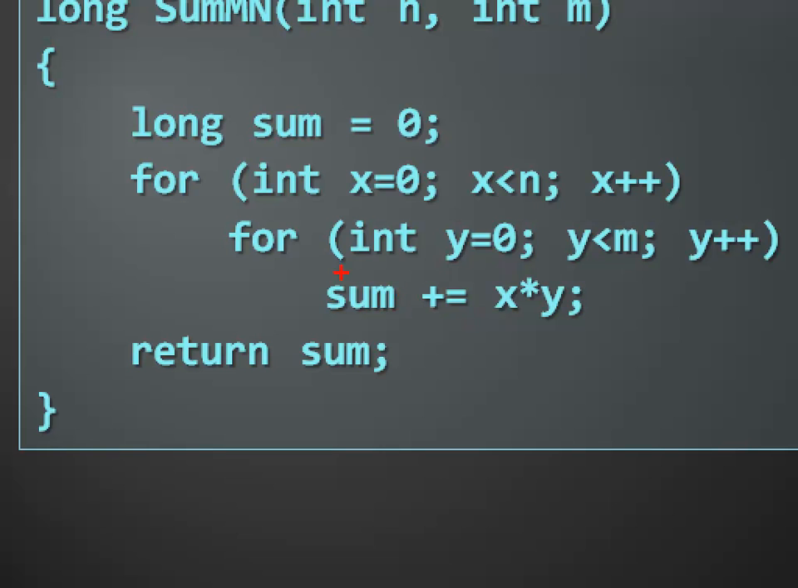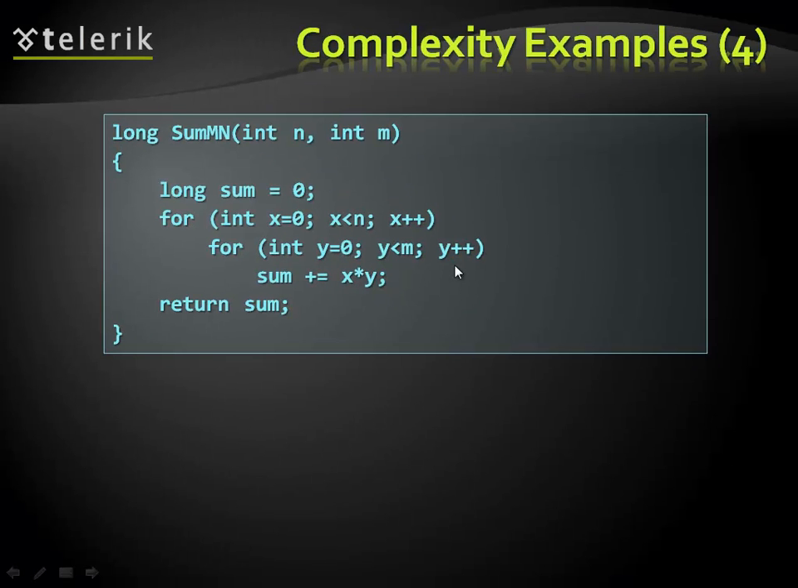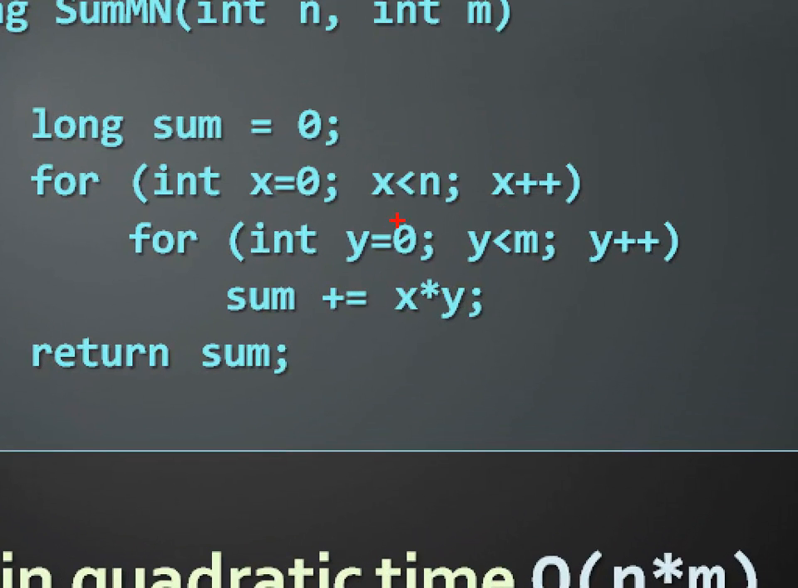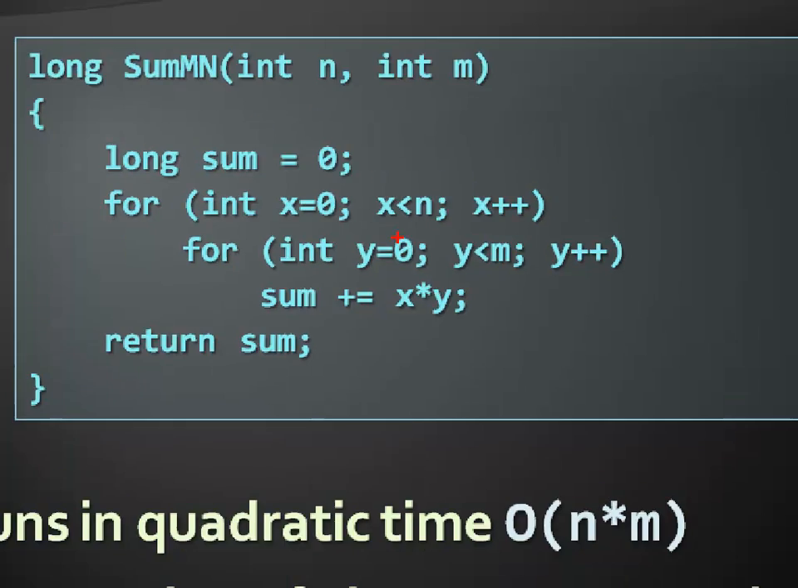Like in this case, we have x from 0 to n, and then y from 0 to m. What complexity is that? Yes, n multiplied by m. And that's exactly the number of steps, because we don't have any fancy stuff going on around here. If we had y is x plus 1, then we would have the same thing like the first example. Not the same thing, but something like it.